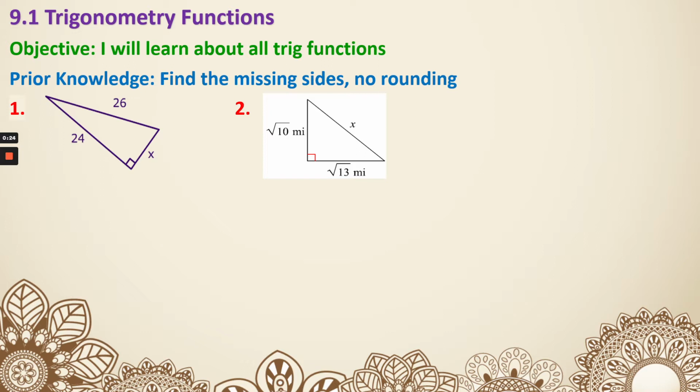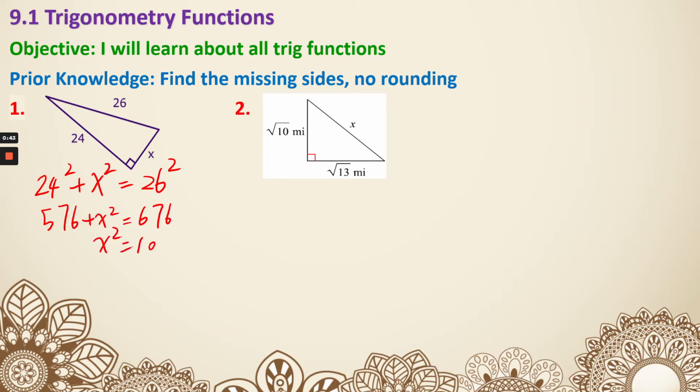So number 1, you're going to see the right angle right there, and that means the sides next to the right angle are the legs. So it's 24 squared plus x squared. The left side, which is 26, is the hypotenuse. So we got 576 plus x squared equals 676. X squared equals 100. Square root both sides, x is 10.